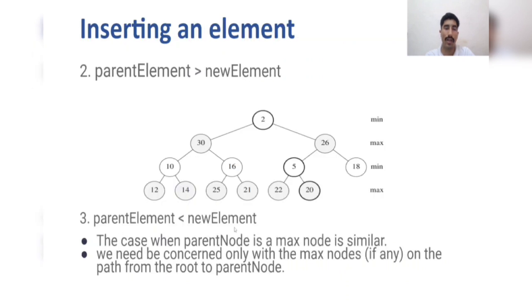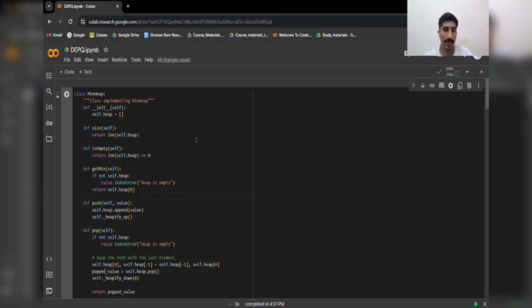Now we are going to discuss the time complexity for this inserting operation. Since it is a complete binary tree, the height is restricted to log n. So inserting an element will take no more than order of log n time. Now I am going to show you a code written for this.